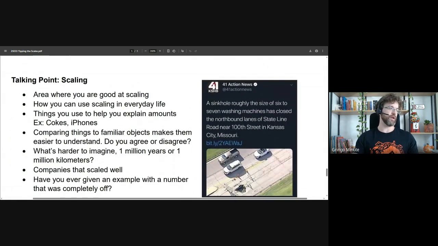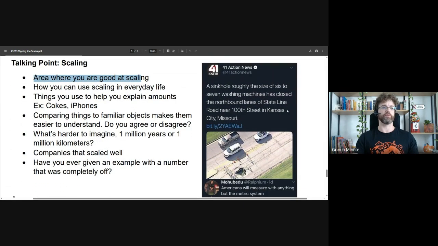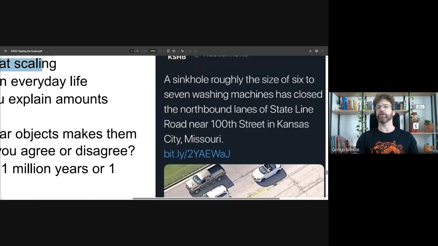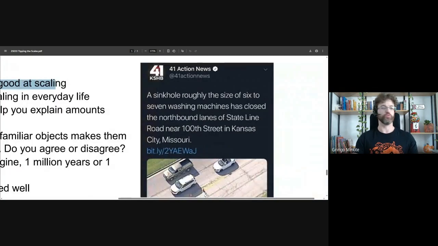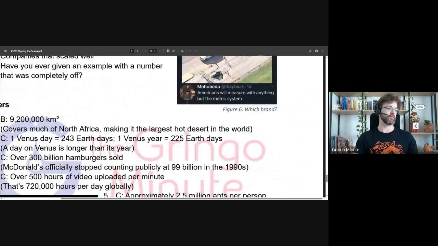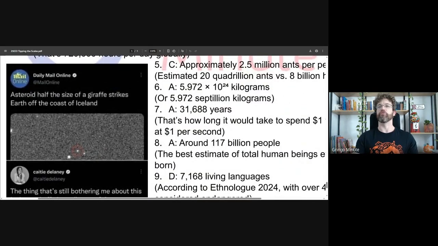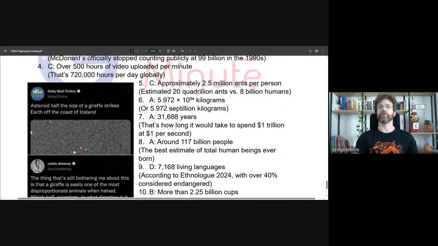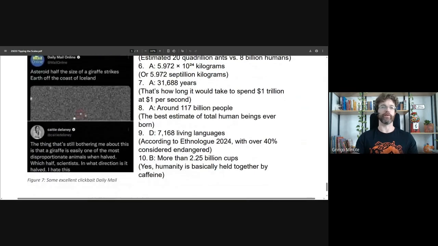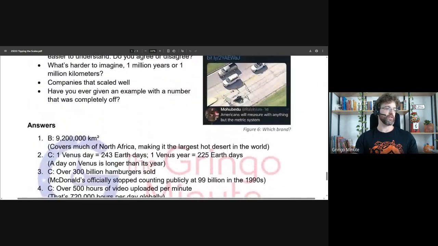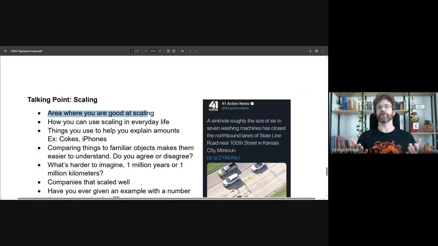But we talked a little bit about scaling. And, you know, in the US, they're very good at using measurements that are obtuse, I guess, because they don't use the metric system like normal humans. But another one about the same thing: asteroid half the size of a giraffe. Which half? Giraffe is like the weirdest animal to do this about. So those are the answers. Don't look at that. But team, that's what I've got for you.